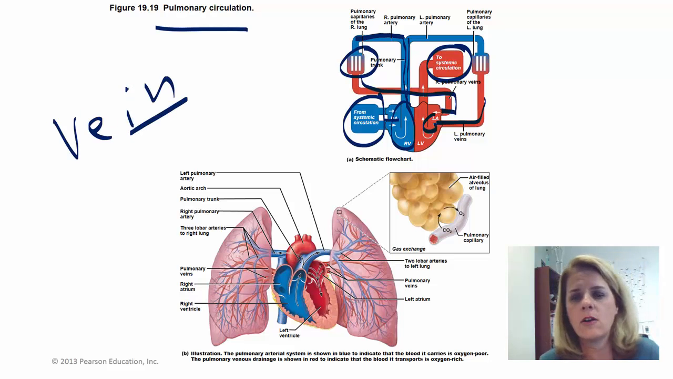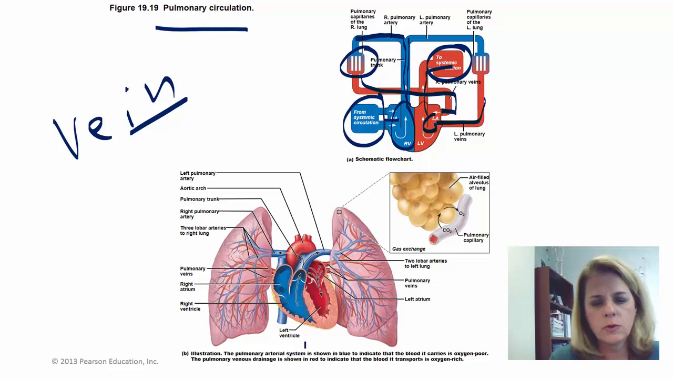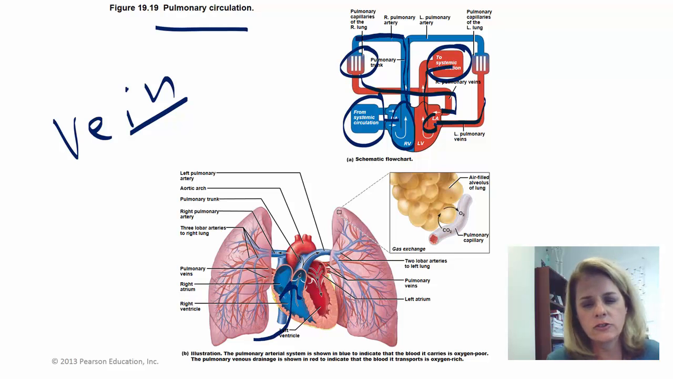V-E-I-N. So it's coming into the heart. That's bringing oxygenated red blood to the heart, which now goes out to the body. All right, so don't get too tied up and confused by those colors. This is what it would look like here. Here's blood coming into the left side of the heart, deoxygenated.